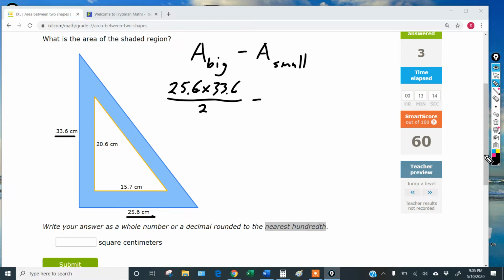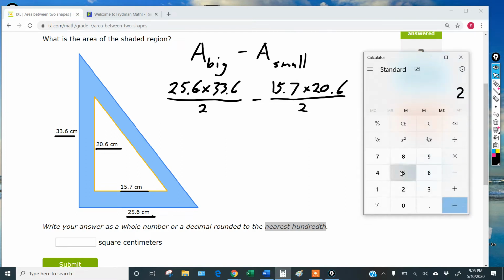And then minus, for the area of the small triangle, it is going to be 15.7 times 20.6 divided by 2. So let's do that. 25.6 times 33.6 equals, divided by 2 equals 430.08. Minus 15.7 times 20.6 equals, divided by 2 equals 161.71.